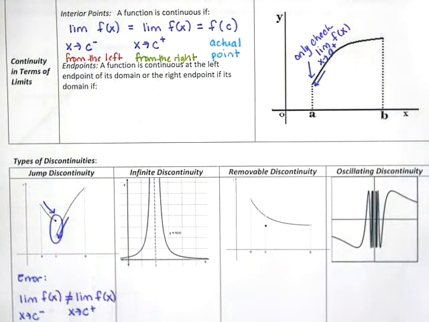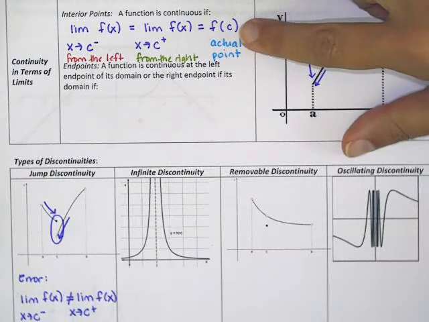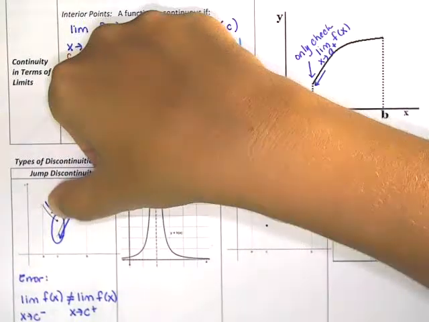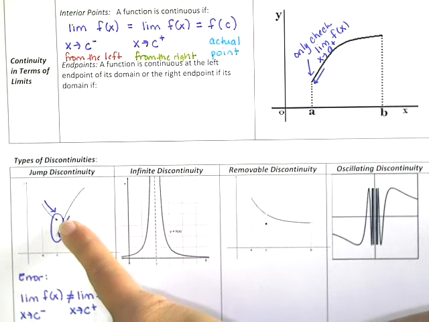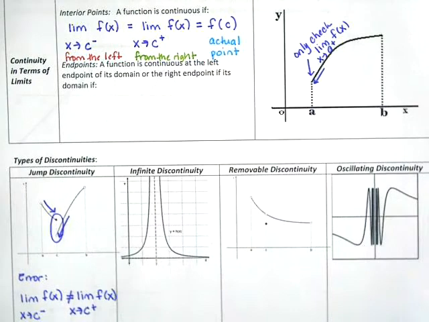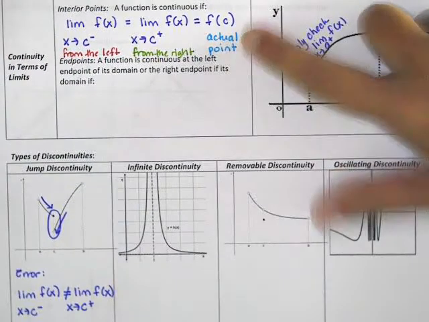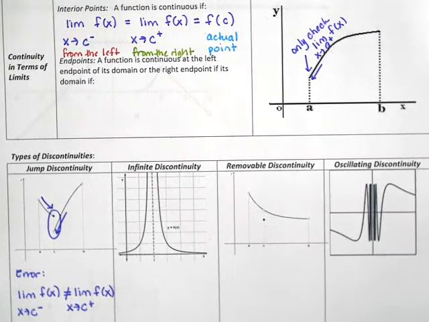Now, we would not say that it doesn't match the actual point because the left side does connect to the closed circle. So it does match the actual point on one of the sides. It's just that the two sides themselves are not the same. Now, if I look at this discontinuity, we call this one an infinite discontinuity. The reason we call it infinite is because it literally goes up to infinity. There's an asymptote there.